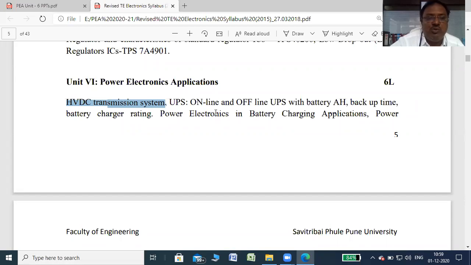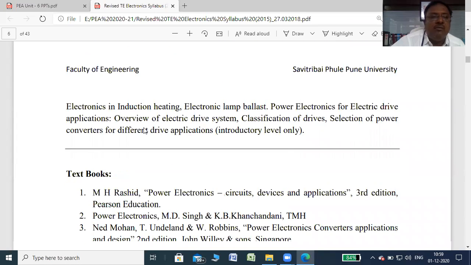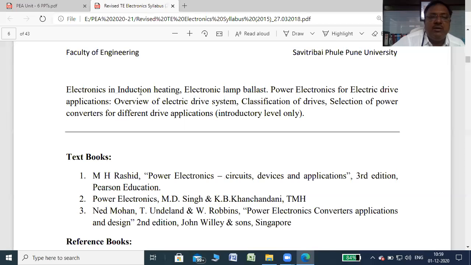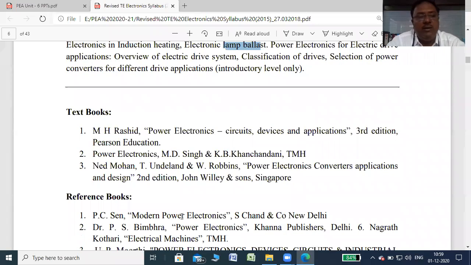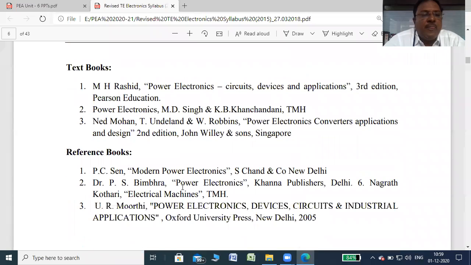Then second, we have seen UPS, online and offline UPS. Then battery charger we have seen. Then we have seen induction heating, then electronic lamp ballast, right? So these are the applications we have seen in the last unit.